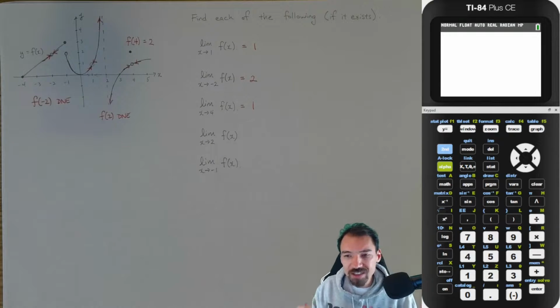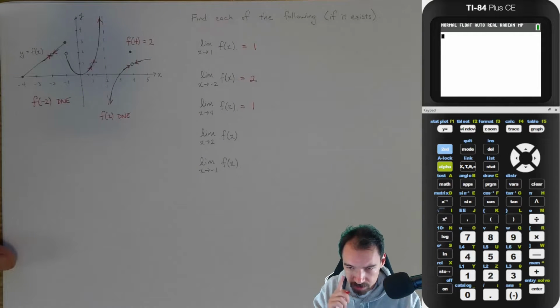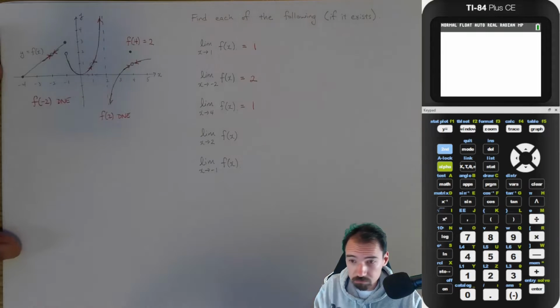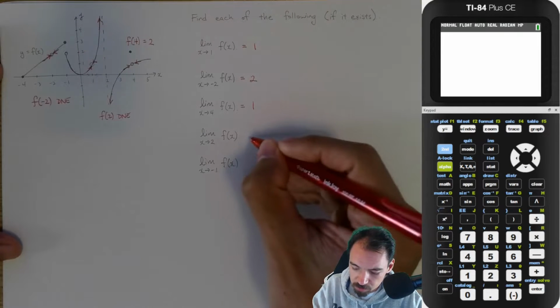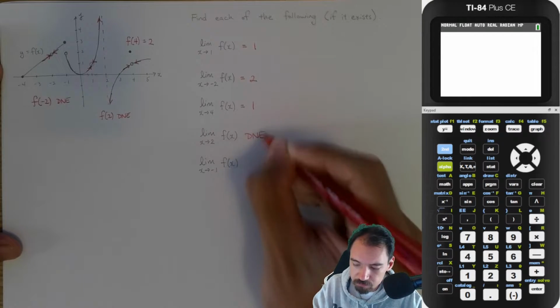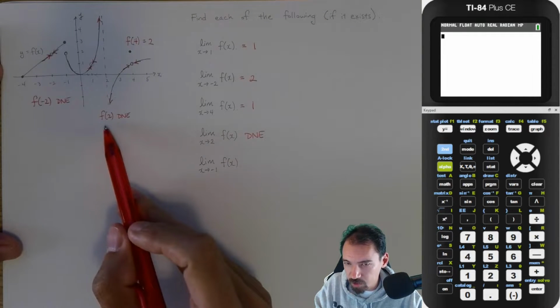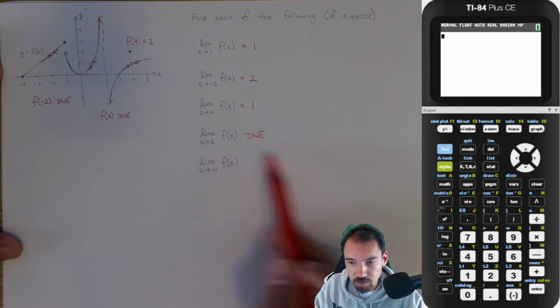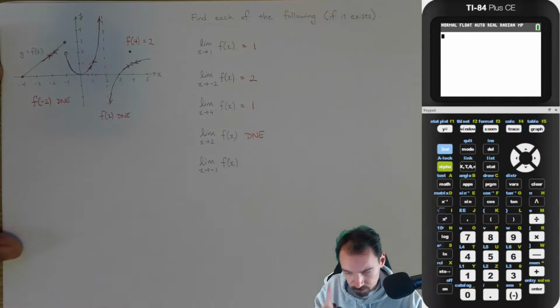So there is no y value that I can declare that I'm approaching. The key is there has to be a single y value that I'm approaching. There isn't one. So I would say the limit does not exist. So here, the value of the function does not exist, and the limit also does not exist.